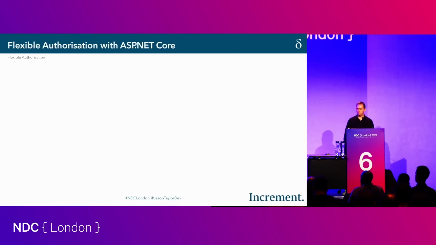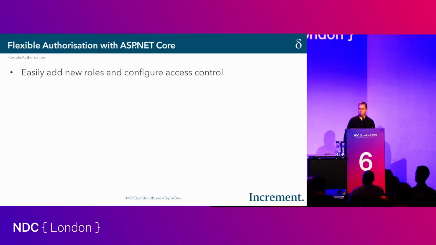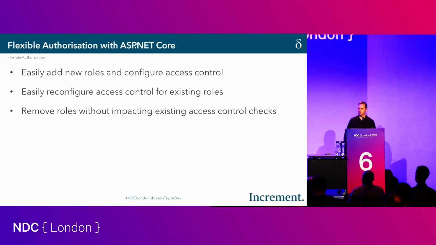So what would a flexible approach to authorization look like? Well, first and foremost, I want it to be easy to add new roles and to configure access control. I want to be able to also reconfigure access control for existing roles, and I don't want to have to do a deployment for that. I want to remove roles without impacting existing access control checks.